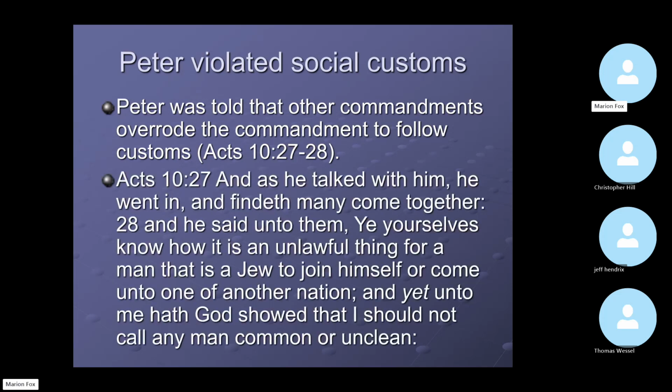And as he talked with him, he went in, talked with Cornelius, and found as many come together and said unto them, speaking to all these people that are Gentiles, ye yourselves know how it is an unlawful thing for a man that is a Jew to join himself or come into one of another nation. And yet unto me hath God showed that I should call no man common or unclean. But the visions only dealt with animals. If we understand the a fortiori principle, we understand what his argument was.